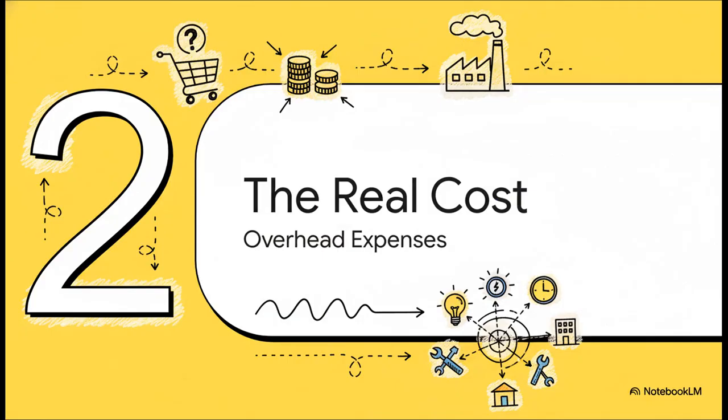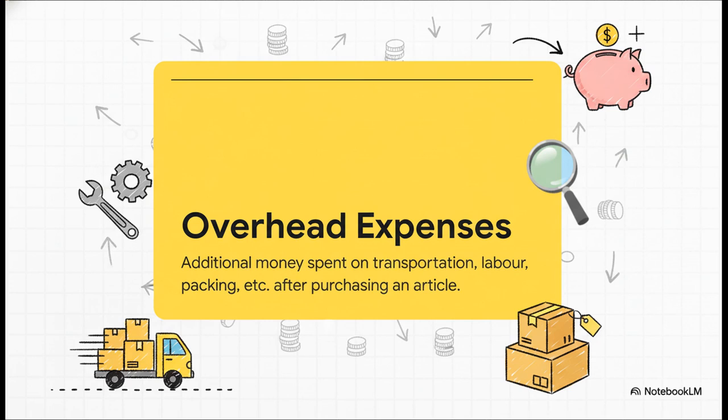So, cost price is super important. We get that. But is the price a shopkeeper pays for an item their only cost? Oh no, not by a long shot. There's a whole other layer of expenses that gets factored in. Just think about it for a second. That product didn't just magically appear on the shelf, right?